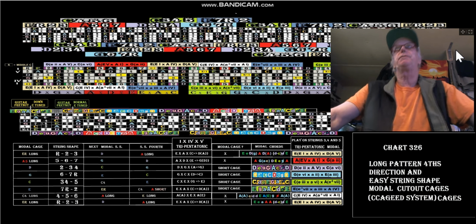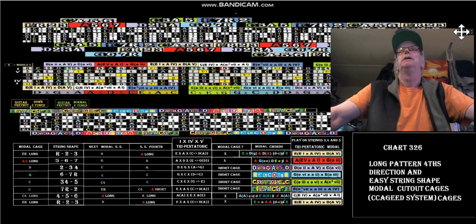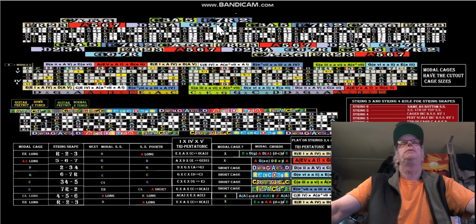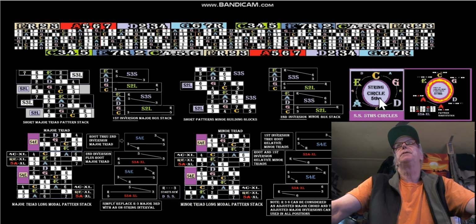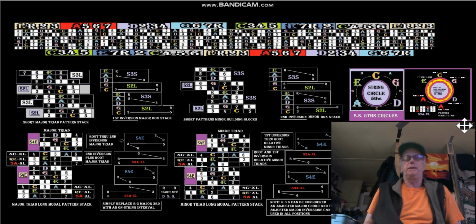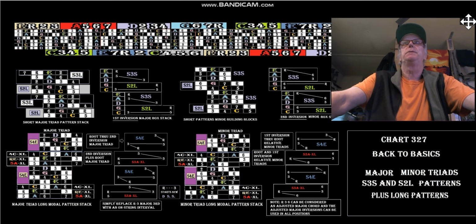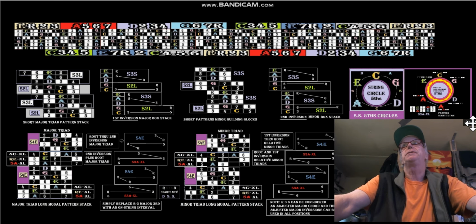I've got 3 fretboards here, and this wonderful chart down here that I just finished up. We also have a little extra, if we get to it, chart 327. It's been a while since I've made a video, so we've got a lot to talk about. 327 is back to basics: major and minor triads, S3S, S2L patterns plus long patterns, which is just a discussion of triads.